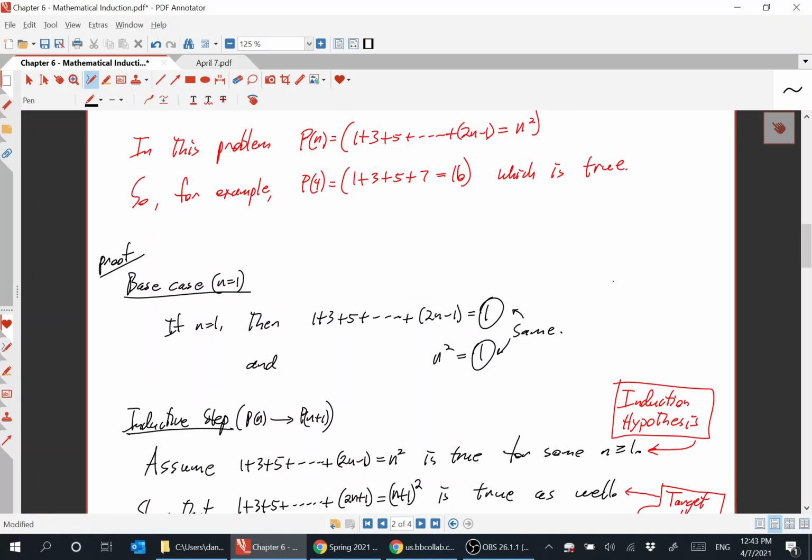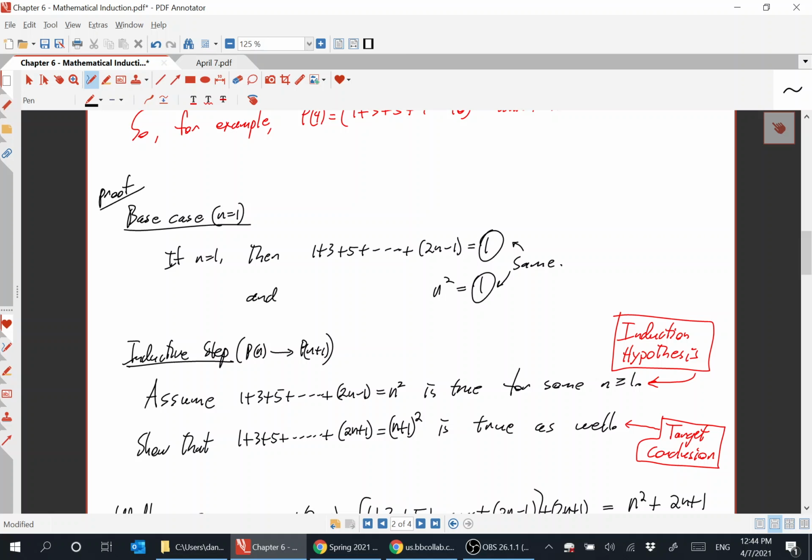Okay, so we start with the base case. Show that P of 1 is true. Again, P of n is that statement. So what's P of 1? Well, the sum of the first n consecutive odd numbers is just 1 by itself when n is 1, and then n squared when n is 1 is also 1. So they're the same. Okay, great. So P1 is true. That's the base case. Usually the base case is easy, although not always.